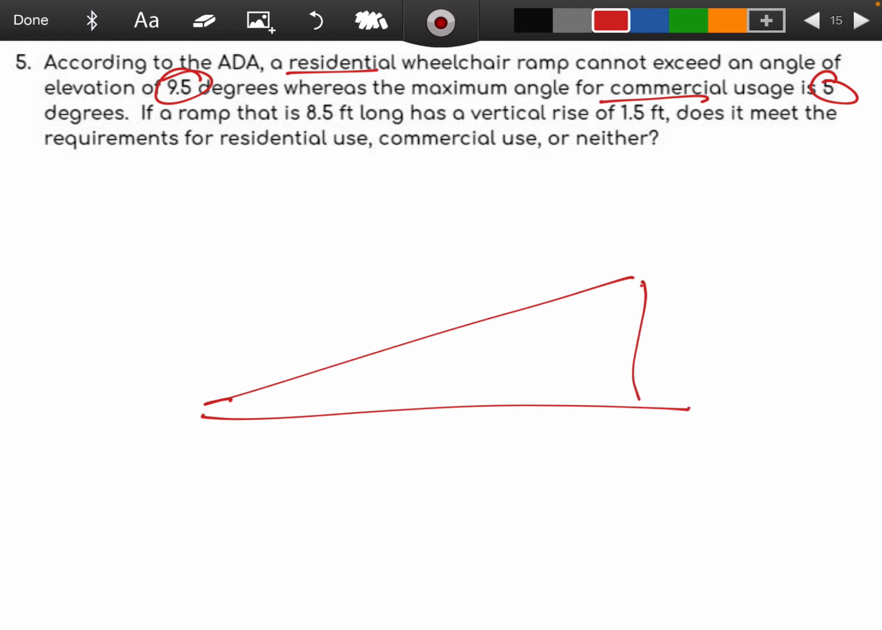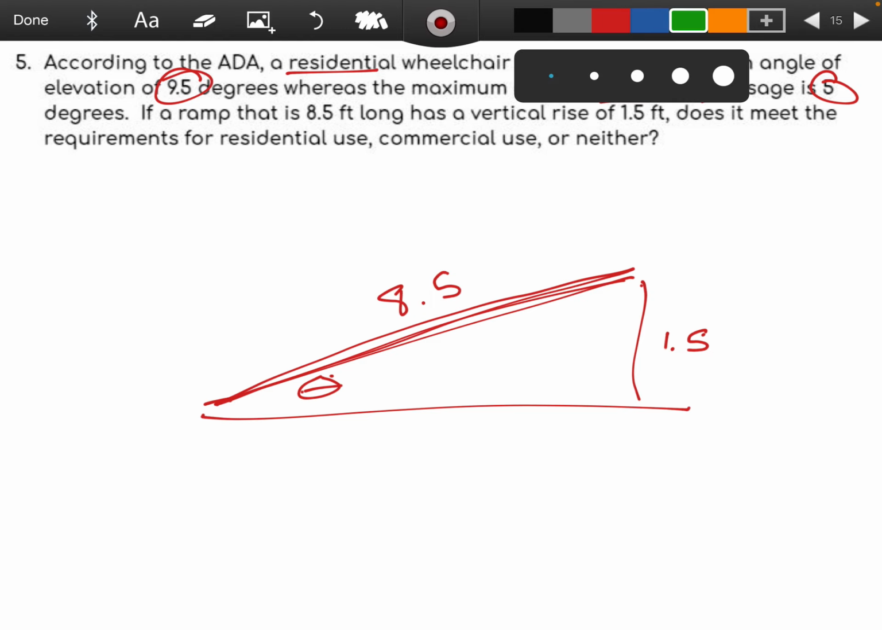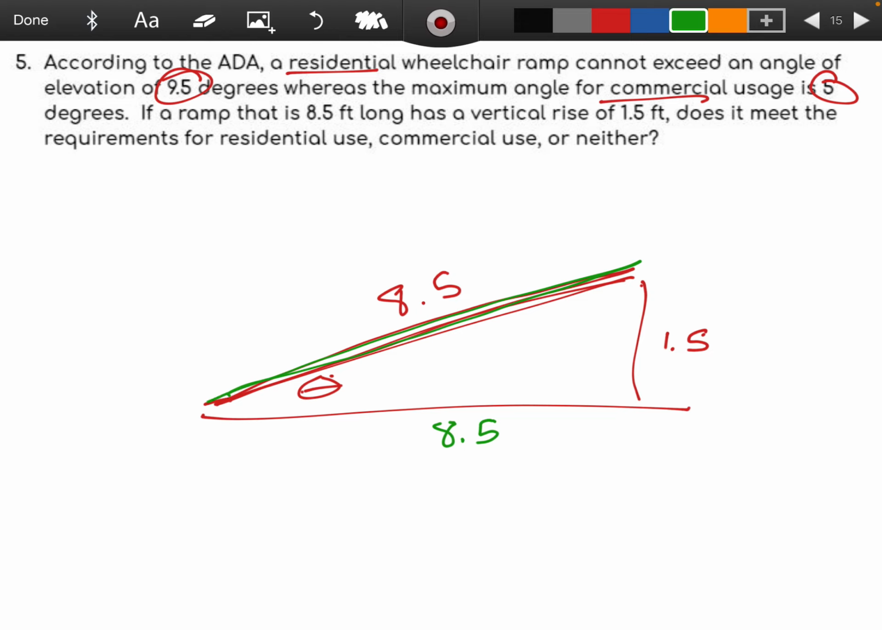Okay. So that means I'm looking for this, and I'm saying that the vertical rise is 1.5, the ramp is 8.5. Now, if you put this as 8.5, I'll show you what it is. Neither one works, but if I'm just talking about the size, I'm thinking it's this one, the length of the ramp. So let's do that.